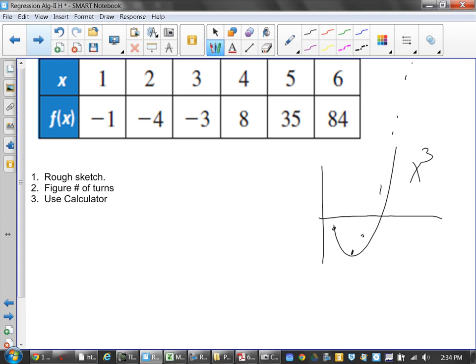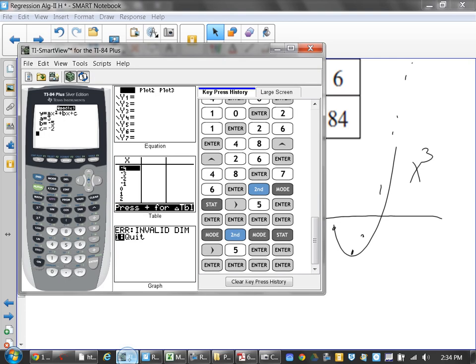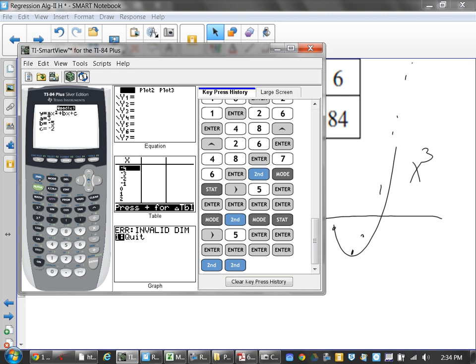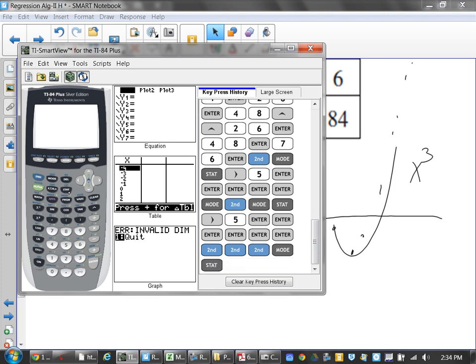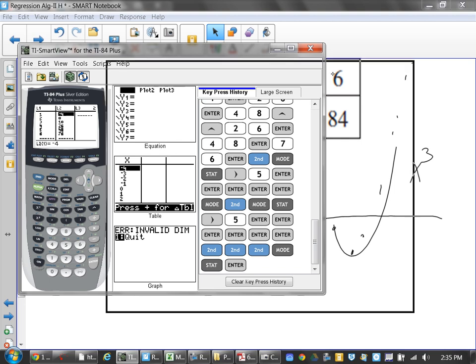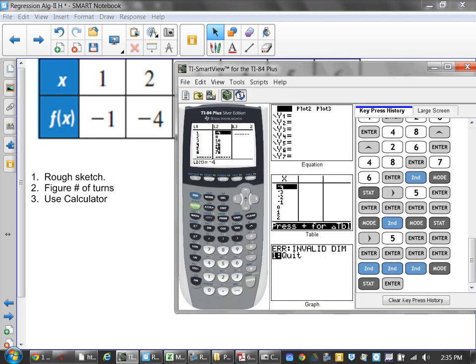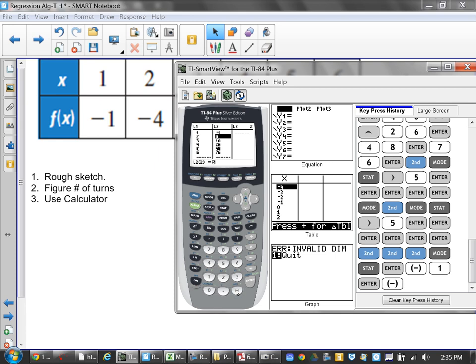I enter in my lists. You guys are asking if you have to clear out your lists all the time. Notice that I'm going 1 through 6 here in this example. I don't really need to clear out L1. I can overwrite. If I go to my stat and hit edit, I can overwrite L2 just by typing in new numbers. It was -1, -4.